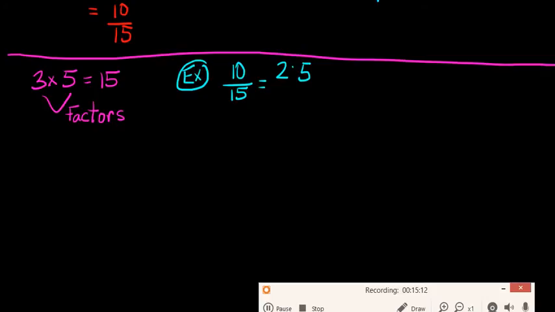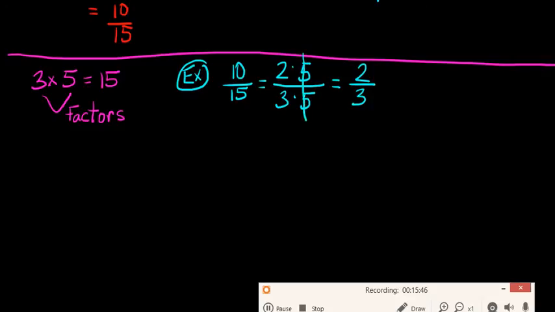And I know that 15 is 3 times 5. Both of these are in their simplest forms. I can simplify. I know that 5 over 5 is 1. So I can simplify this fraction down to 2/3. That's just the same as 1.